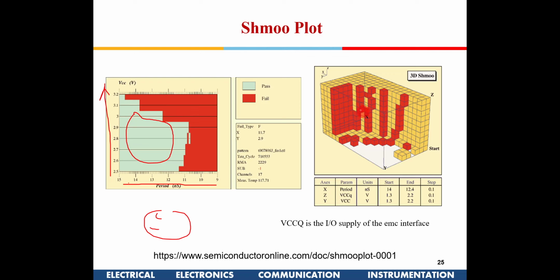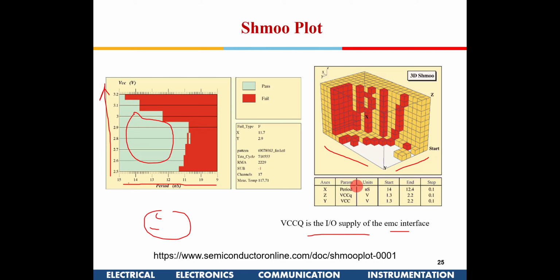Or I can have three-dimensional plots like this. Here it is VDD, here one is frequency, one is VCCQ. VCCQ stands for the supply voltage we give for the input output pads, to prevent EMC interference. For all these three, if you vary them, what is the area where the chips fail.